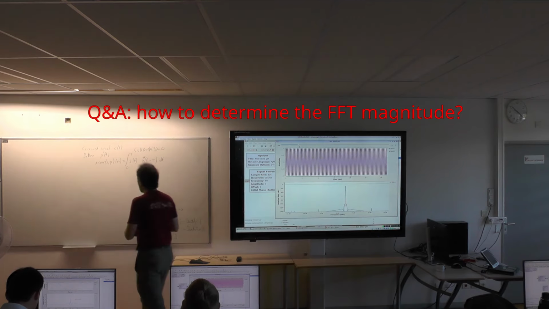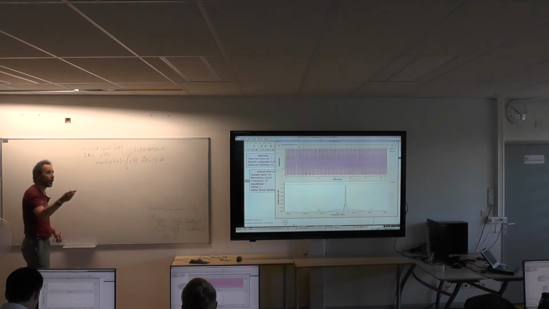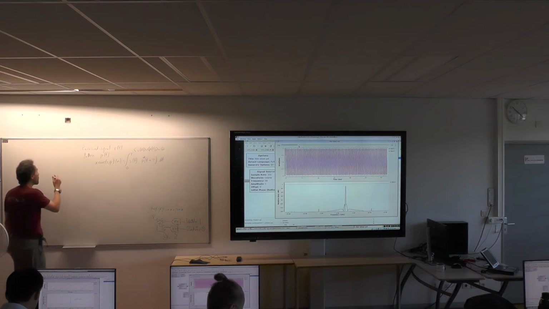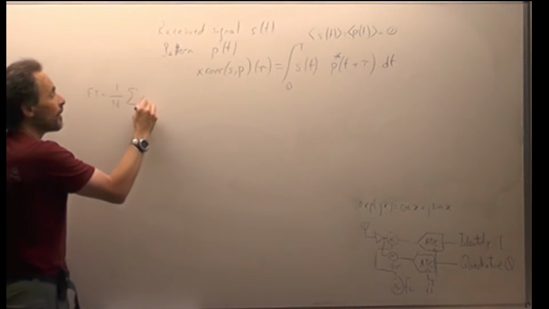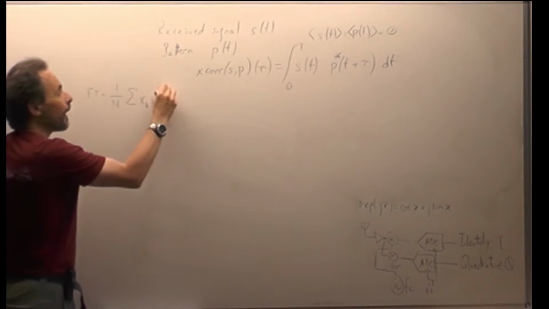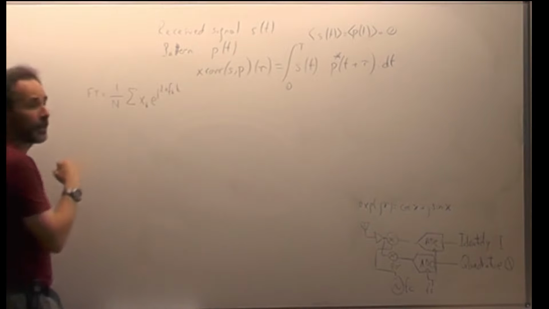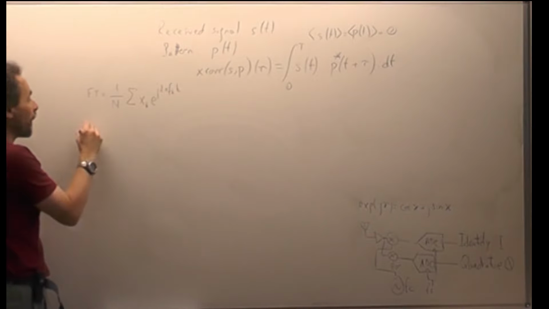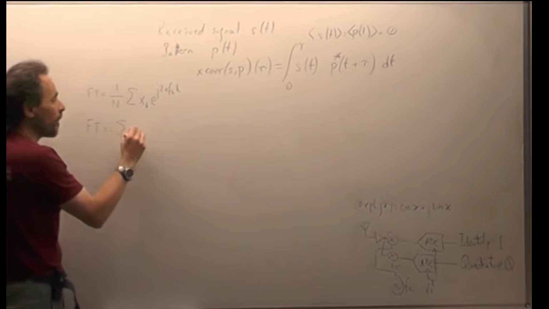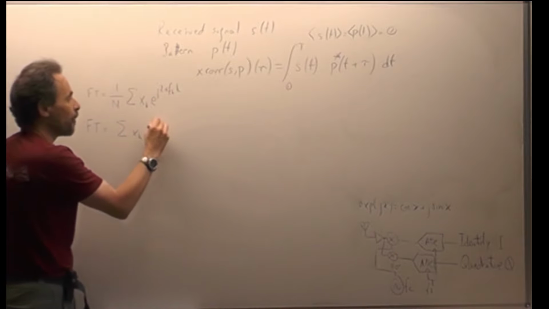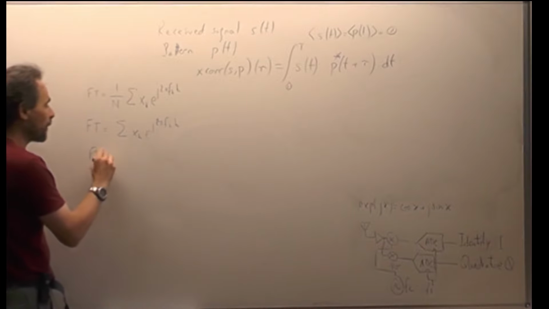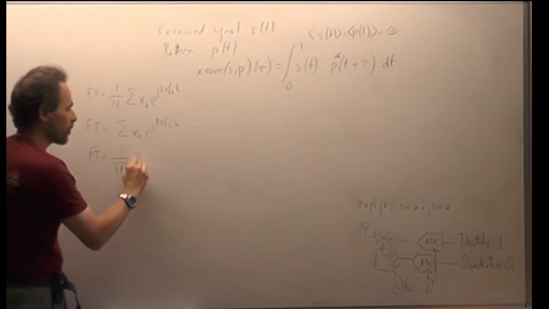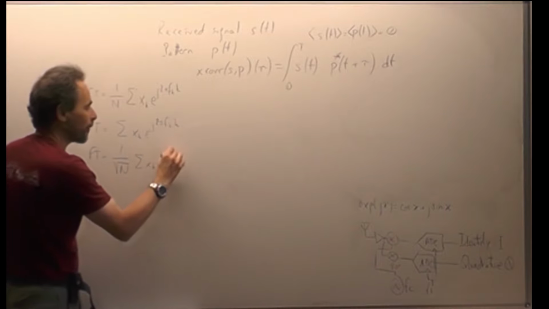So you might know that under different pieces of software, some people will define the Fourier transform as 1 over n, the sum of your signal xk times exponential of j 2 pi fk times the index k. Some other software will write this as the sum of xk exponential of j 2 pi fk k. And some other software define this as 1 over square root of n, the sum of xk exponential of j 2 pi fk k.